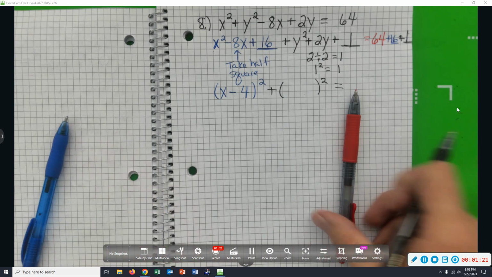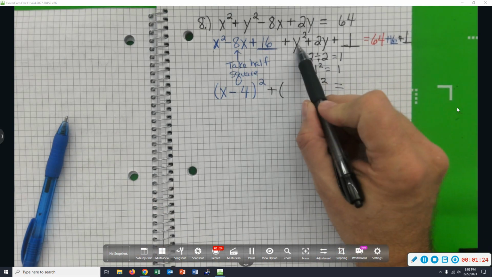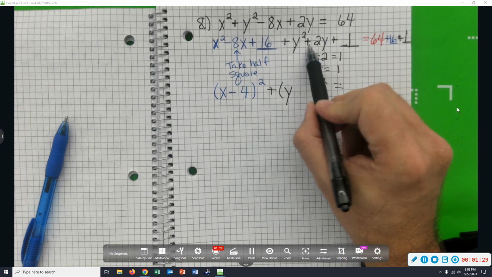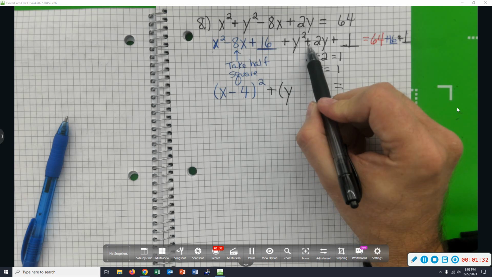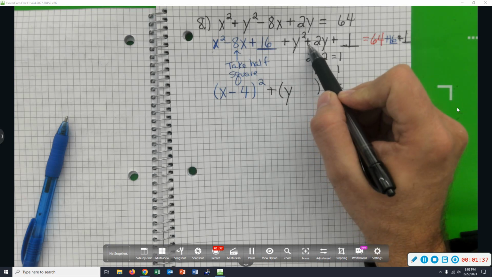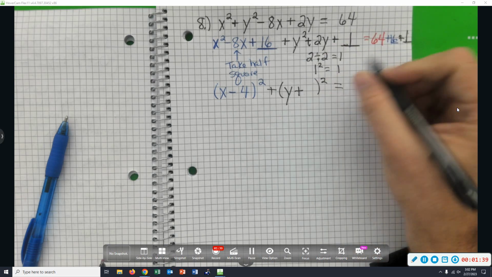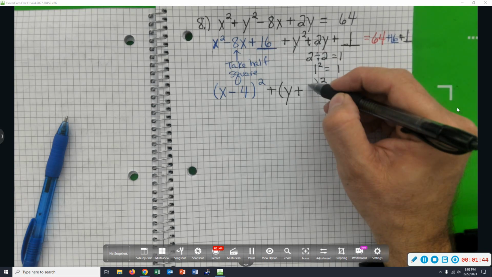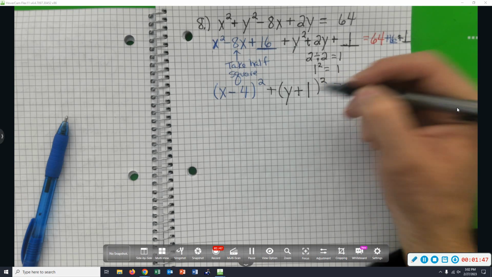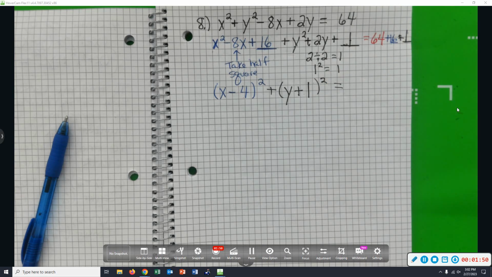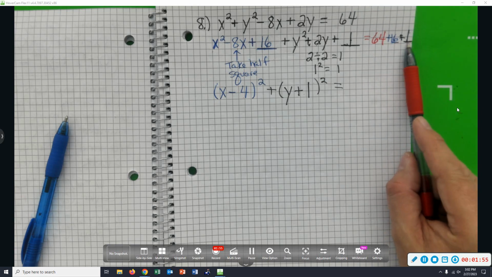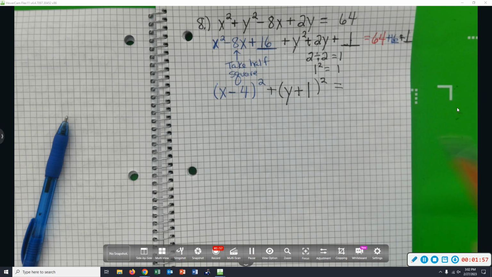Now, let's factor the y's. Write the y down. Am I going to write plus or minus? Plus. And either half of 2 or the square root of 1. Either way, what number am I going to put right here? 1. Equals, don't say 64. It's 64 plus the blue 16 plus the black 1.